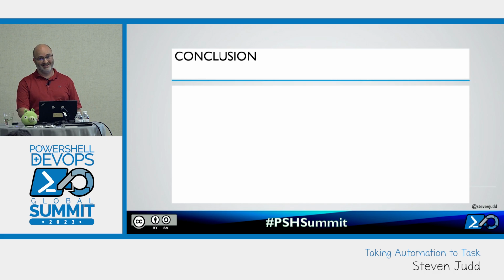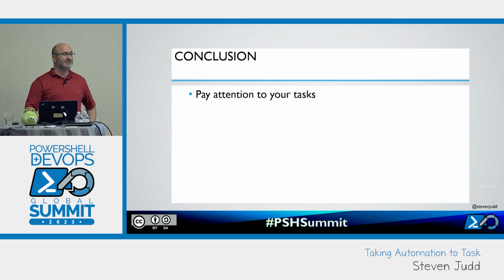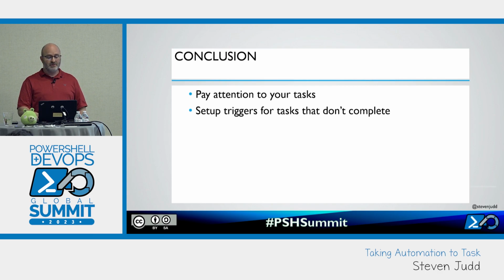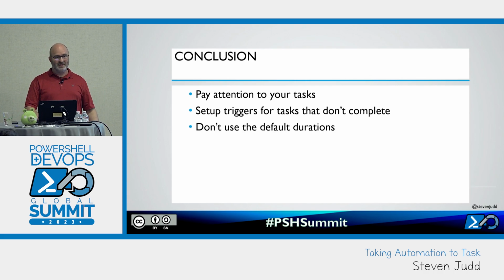In conclusion, pay attention to your tasks. You need to pay attention to your tasks because they, frankly, are doing a lot more than maybe you even are aware of in your enterprise or on your servers or on your workstations. They're doing stuff. You need to know what's happening. Set up triggers for tasks that don't complete. You don't want it to run for 3 days, especially on a task that you expect to finish in 5 minutes. It seems obvious, but you didn't know that it was a 3-day default.